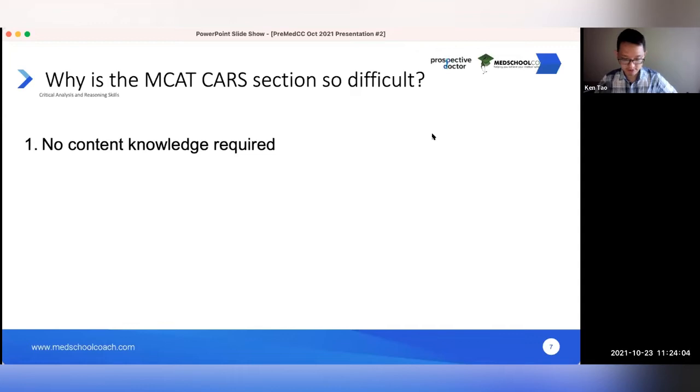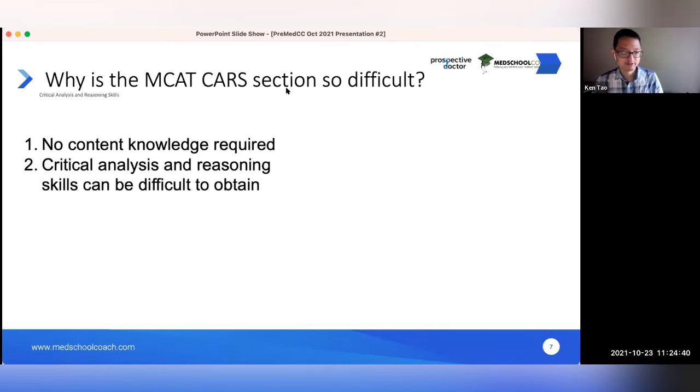The CARS section doesn't require any content, but if anything, this makes a lot of students underestimate the section. They think, if there's no science content for me to study, there's nothing for me to do to prepare. And that's completely wrong, right? The CARS section is not a section you can ignore simply because there isn't specific science content required. If it's one of your areas of weakness, you definitely need to have a plan for preparing for CARS.